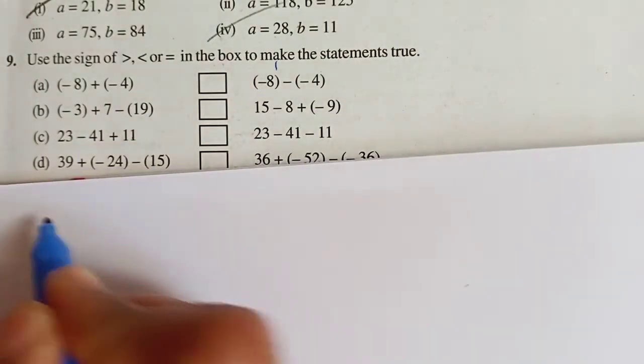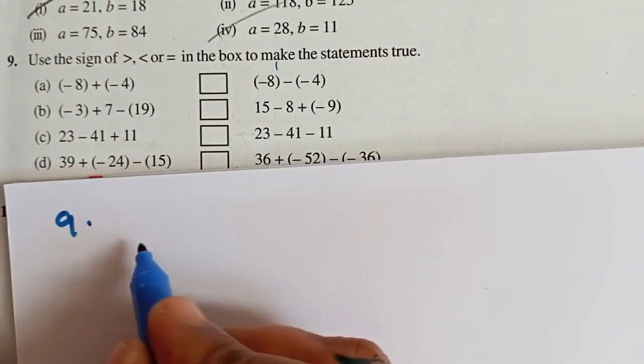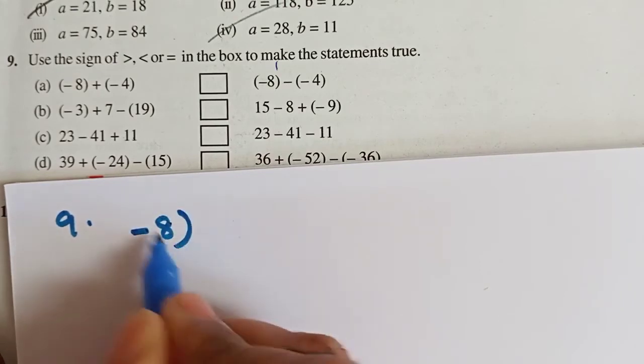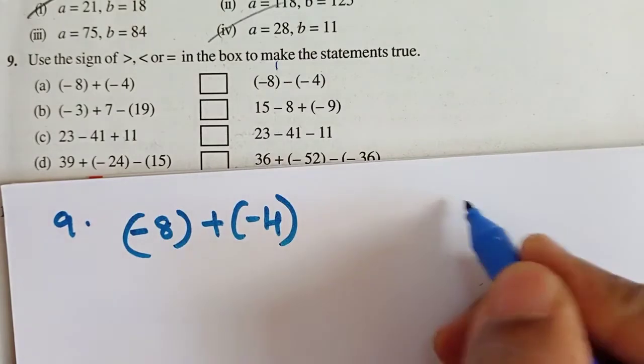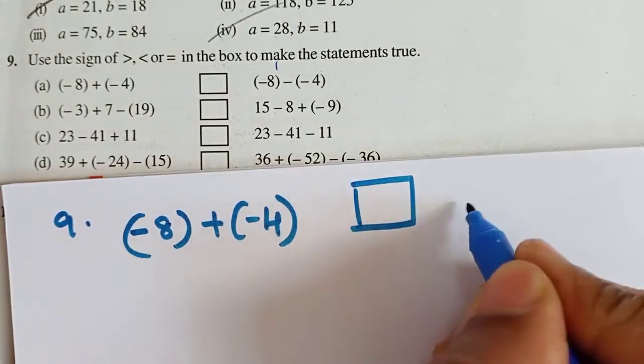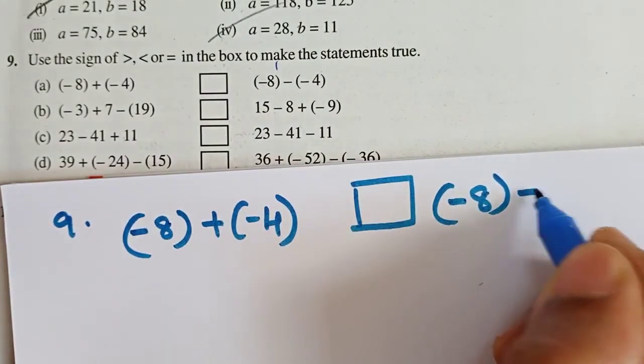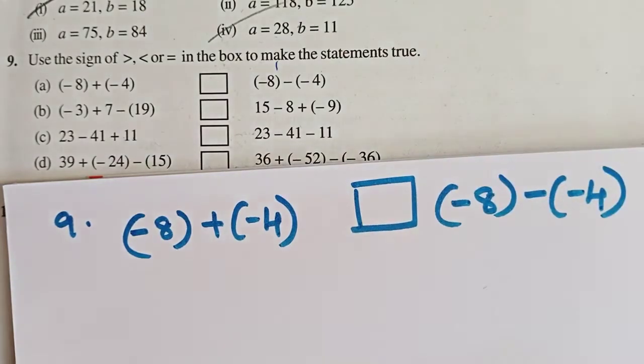See the first problem, in 9, so many bits are there. Let us do it first. Minus 8 plus minus 4 on this side. A box is given in the middle. Minus 8 minus of minus 4 is given.